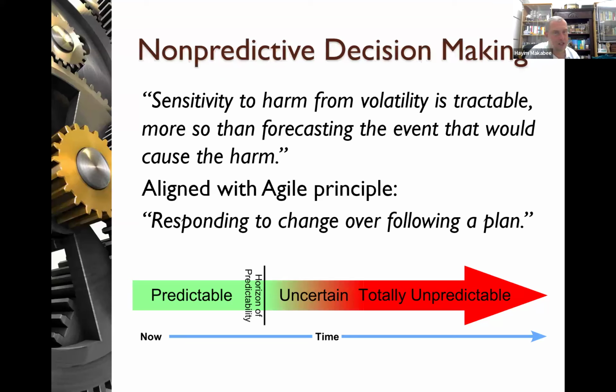And this is related to decision making. The idea is that in practice, this is not just philosophy. We are not talking about philosophy. We are talking about something that has practical applications. So instead of trying to forecast the future, we should try to make things that are anti-fragile. And this is aligned with this agile principle that we discussed, responding to change instead of following a plan.